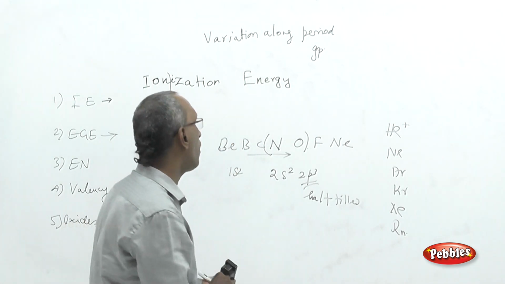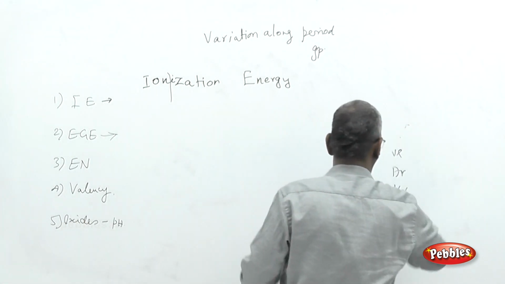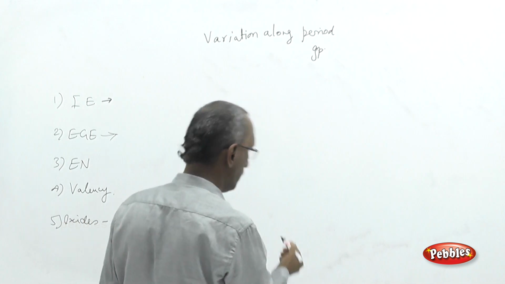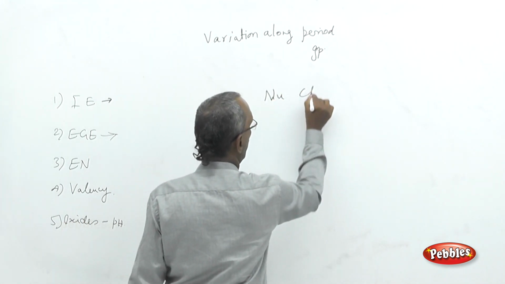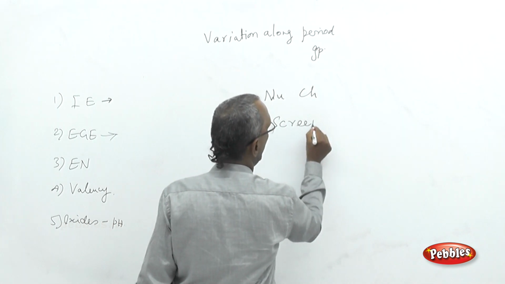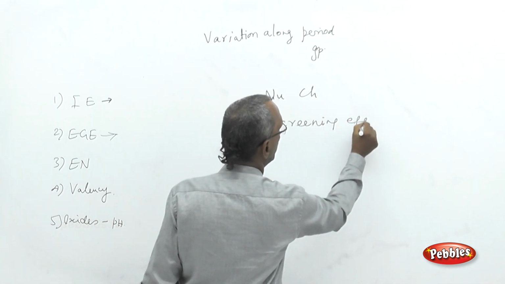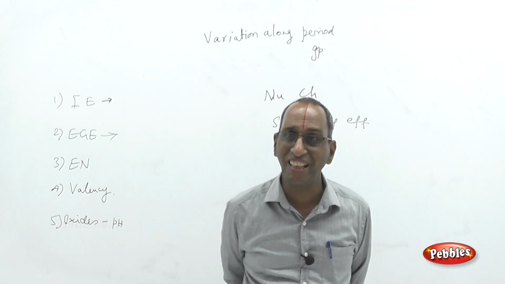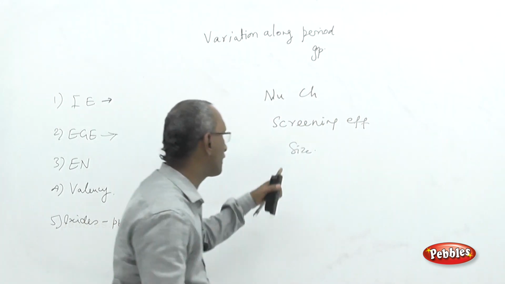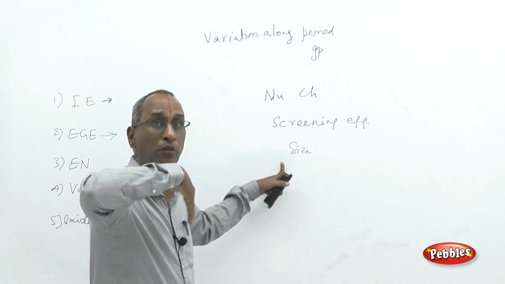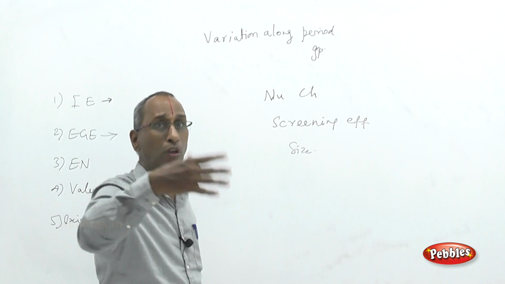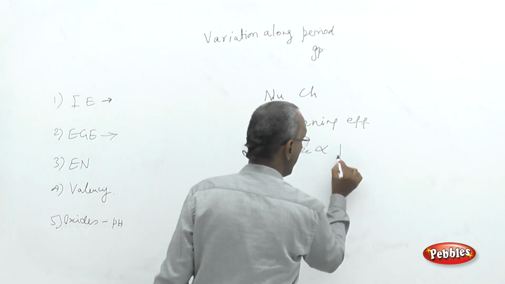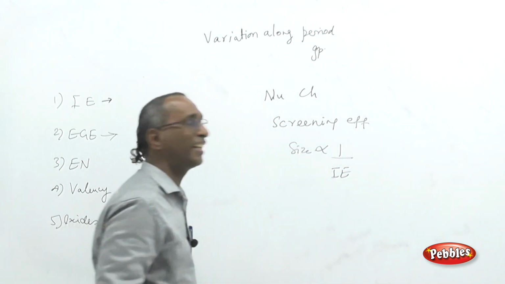Next, what are the factors influencing these variations and how do we justify them? The factors influencing the ionization energy are: first, nuclear charge; second, the screening effect; third, size. These are three important factors which influence the variation of ionization energy. As the size increases, the outermost electron is farthest from the nucleus and has the least control from the nucleus. So ionization energy is inversely related to size. As the size increases, ionization energy decreases.